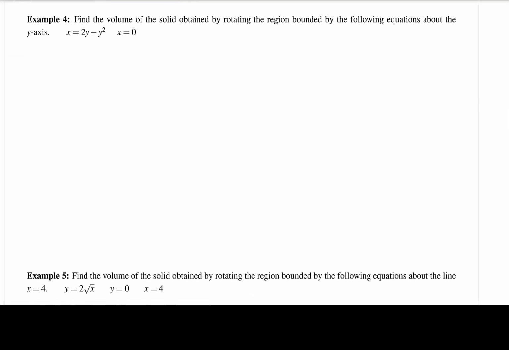Let's look at example 4. So here, the first thing that I want to note is that we are now revolving about the y-axis. So something a little bit different is going to happen here, but it's going to be the same general idea. Okay, so we'll call this green and this blue.